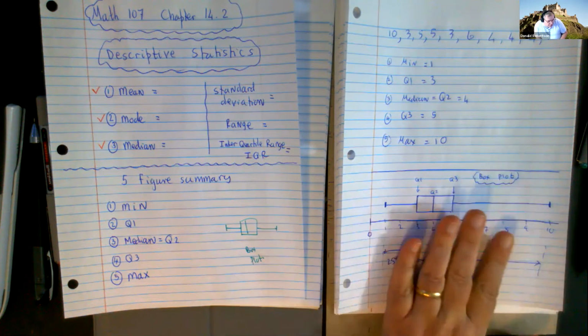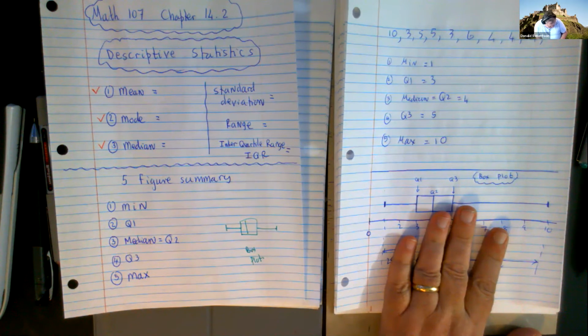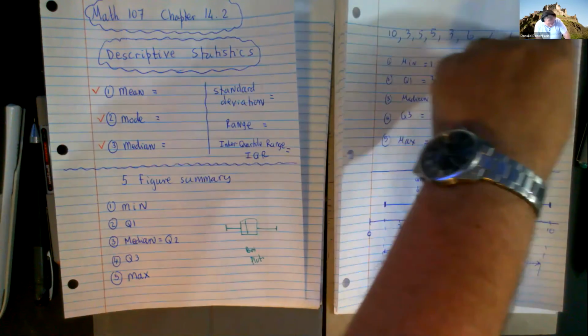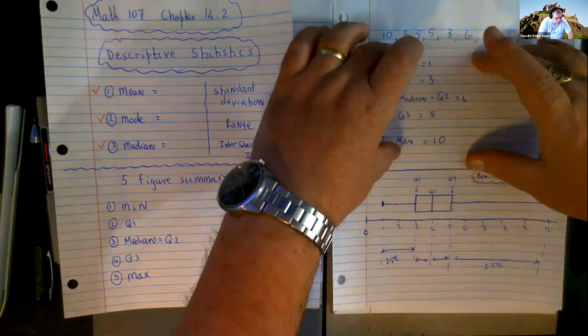Are we comfortable with how to use the calculator to find a 5-figure summary of numbers, and then how to take that and build one of these box plots?